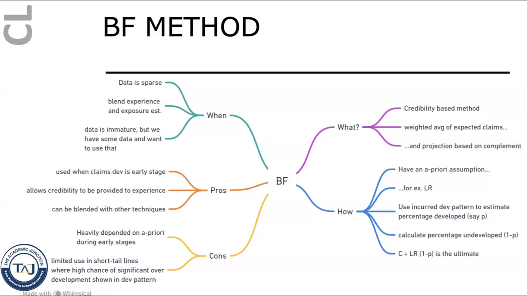And it has very limited use in short tail lines, where you have very quick development. The moment development is very fast, your Bonita-Ferguson estimate becomes a simple basic chain ladder method, and the point of credibility breaks down. So those are the cons for Bonita-Ferguson. Clear?